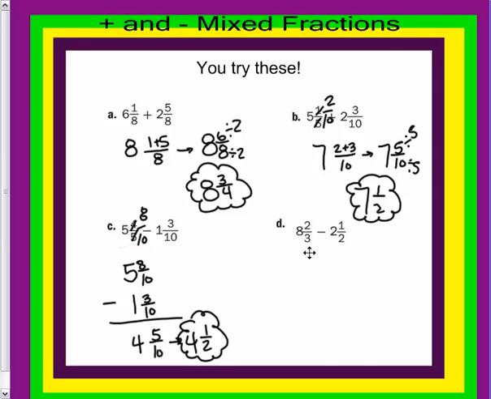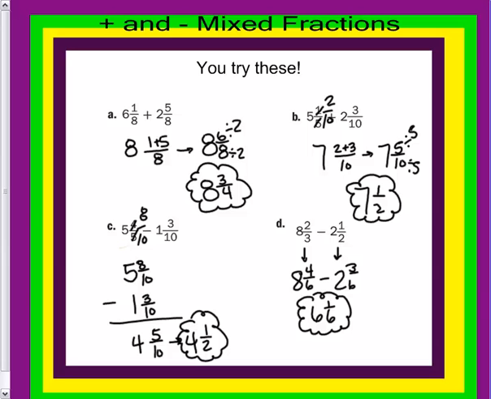Okay, over here, 8 and 2/3, 2 and 1/2. These I need to make sure common denominators on both of them. So let's do 6. So we get 4/6 here minus 2 and 3/6. Okay, so if I do this, we've got 6 and 1/6.